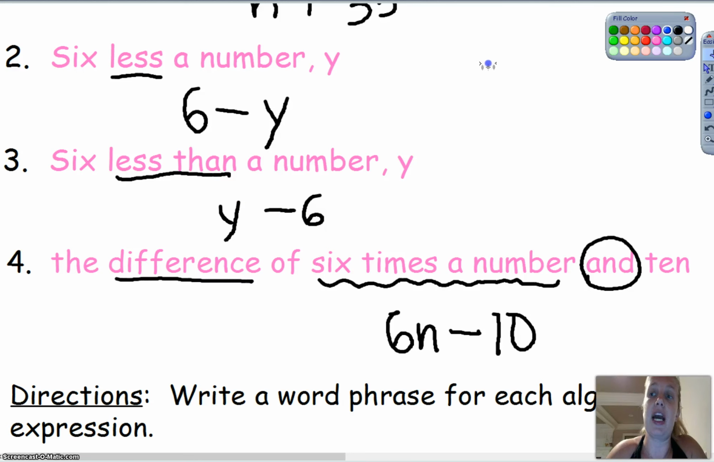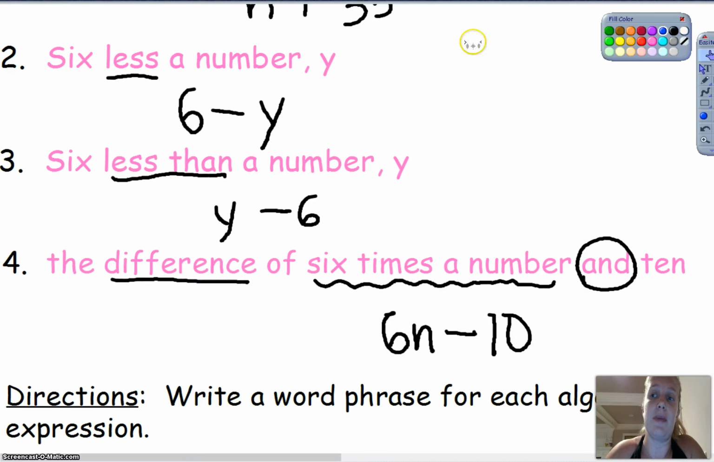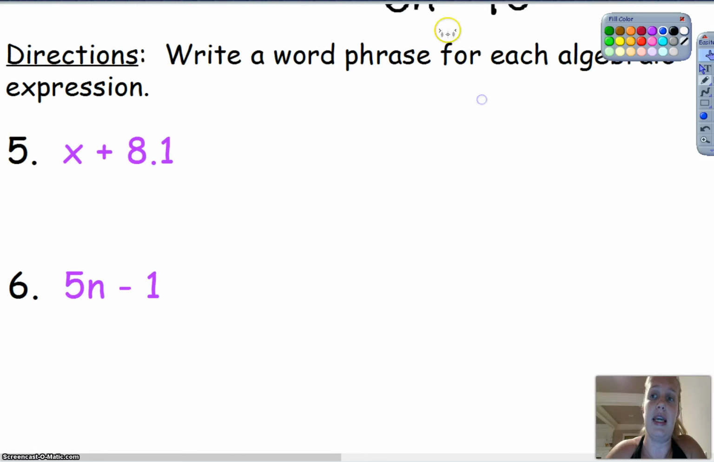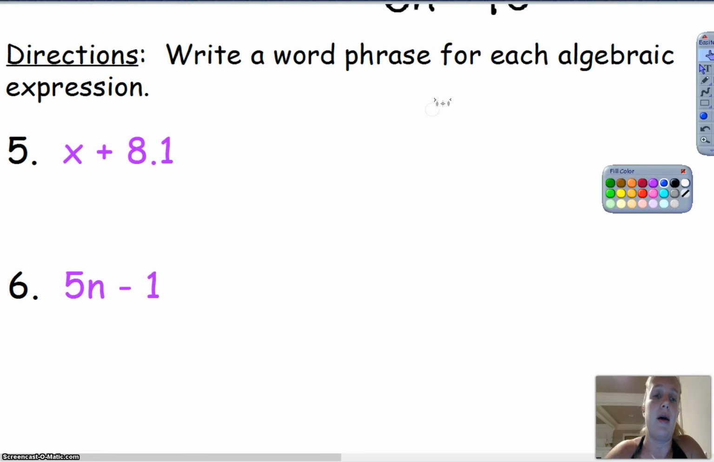Okay, so now we're going to go the other direction, meaning I'm going to give you math, and you're going to translate it into words. So you're going to give me the words back. There are going to be several ways to do this. You're going to look for the operation. You're going to translate it how you like.